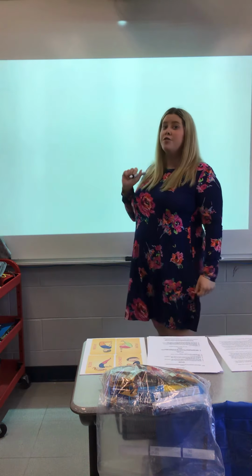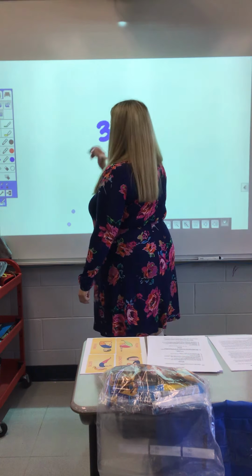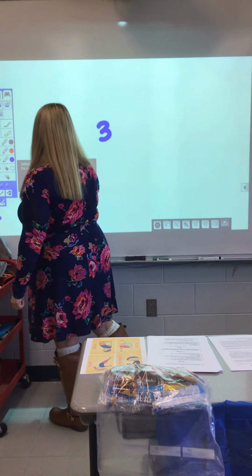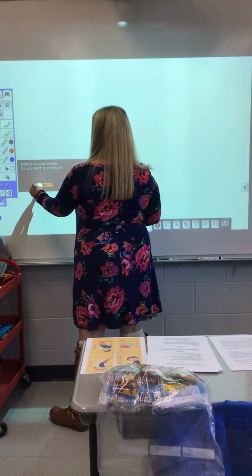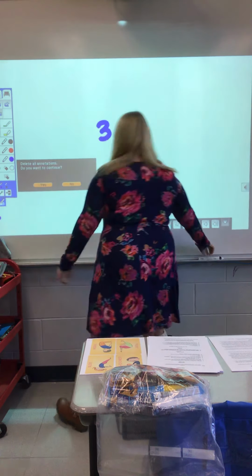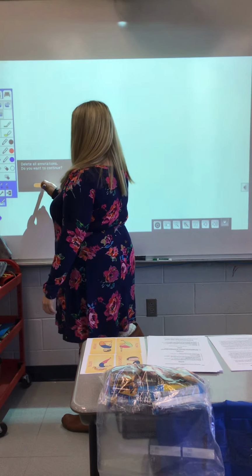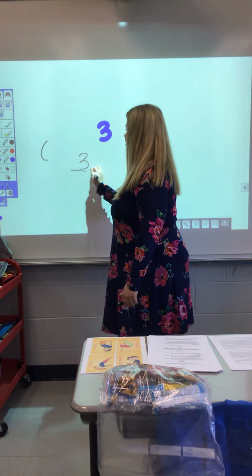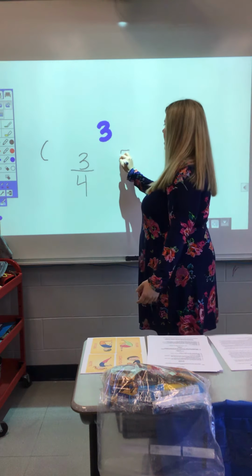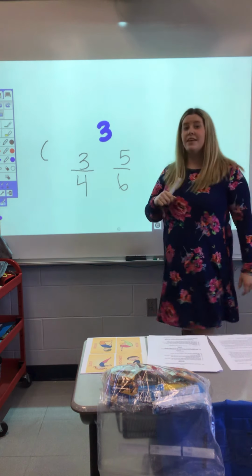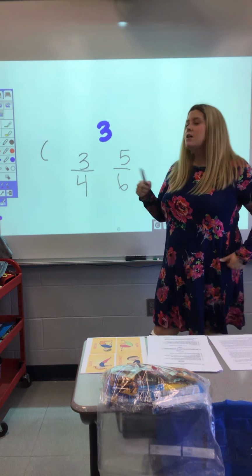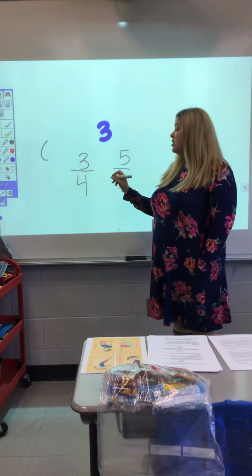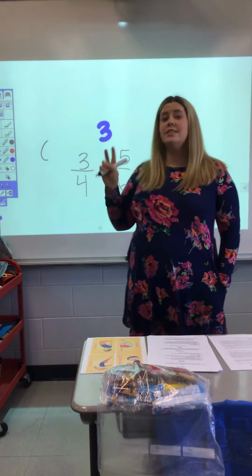So here's our first 2 fractions to compare. Let's try that again. There we go. It's not cooperating. Okay. So 3/4 and 5/6. Okay? Go ahead and pause the video. Use whatever method works best for you to compare 3/4 and 5/6. And you can tell me what should go in the middle. Greater than, less than, or equal to.